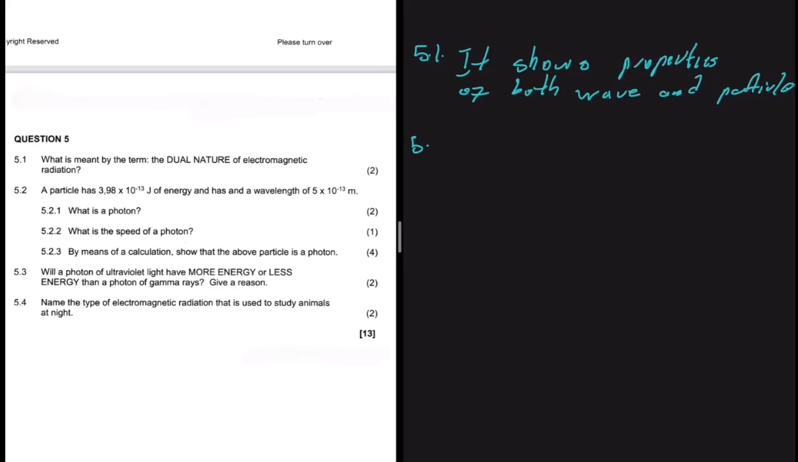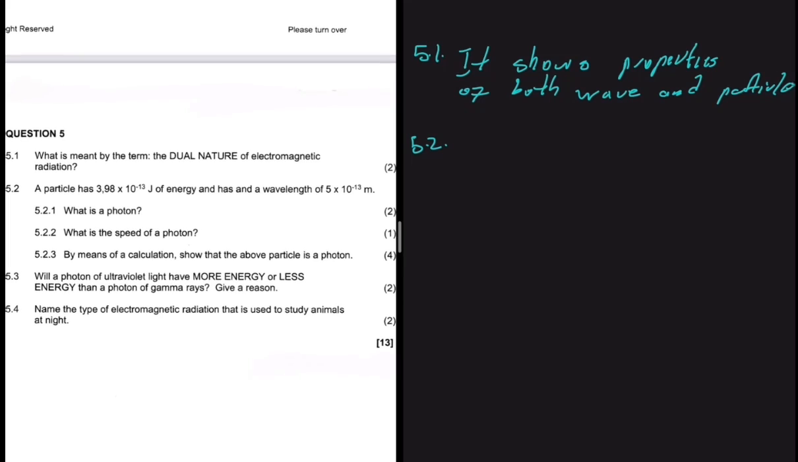Right, let's do 5.2. So 5.2 says that a particle has 3.98 times 10 to the minus 13 joules of energy and has a wavelength of 5 times 10 to the minus 13 meters. The first question, 5.2.1, says, what is a photon? A photon is a packet of energy in which light travels.